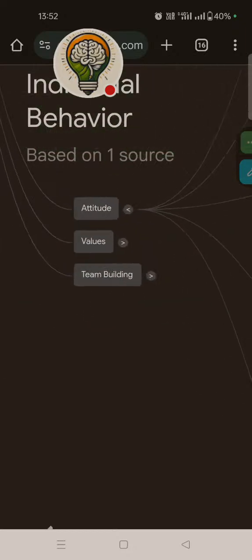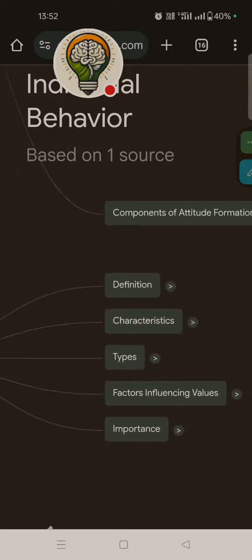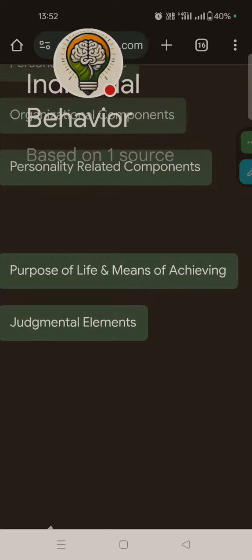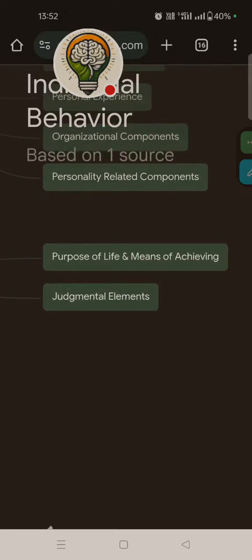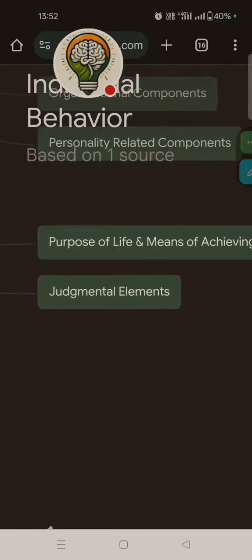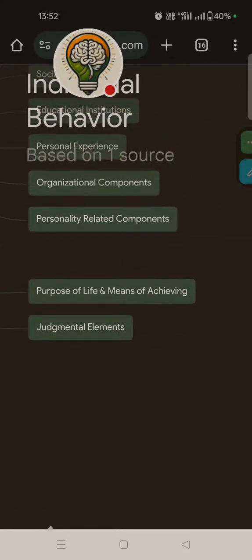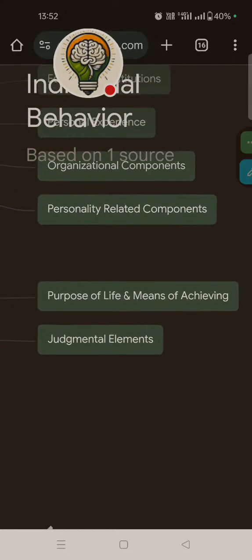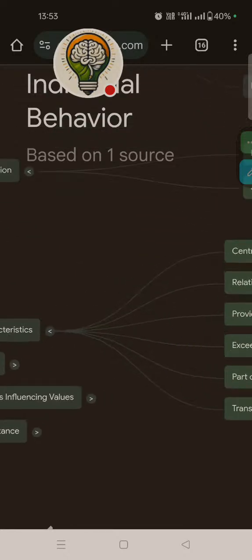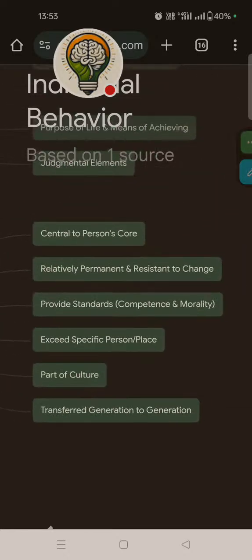Then comes value. What is value? The definition of value: purpose of life, means for achieving, and judgmental elements. So value is the purpose of life and the means of achieving the goal, and a judgmental element. And the characteristics: values are the center of a personal core, relatively permanent, and resist change. They provide standards of competence and morality, are specific to person and place, are part of culture, and are transferred from generation to generation.